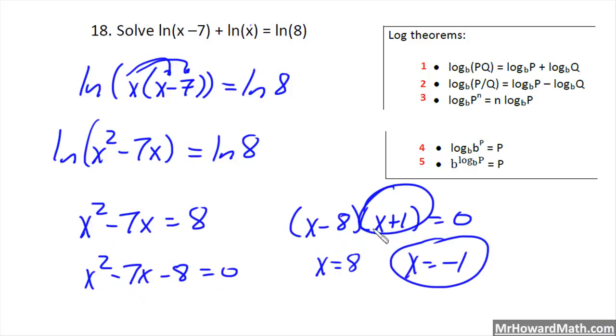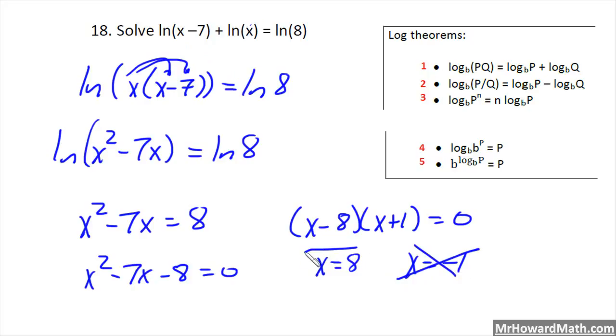Now we have to go back and check and see if either one of these solutions would cause us to take the logarithm of a negative number. If we plug in negative 1 right there, or even here, we would be taking the logarithm of a negative number in that case. So we actually have to reject this solution, and we only keep this one. So the only answer to this problem is x equals 8. The negative 1 has to be rejected.